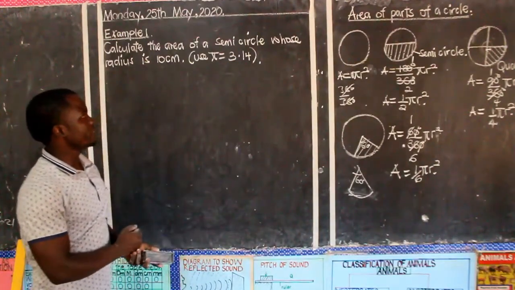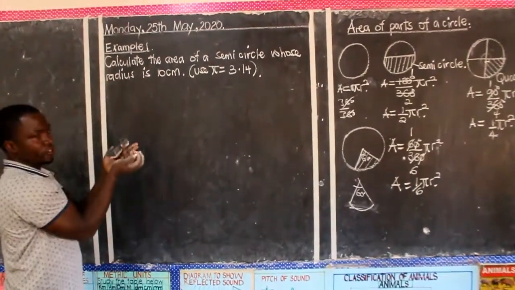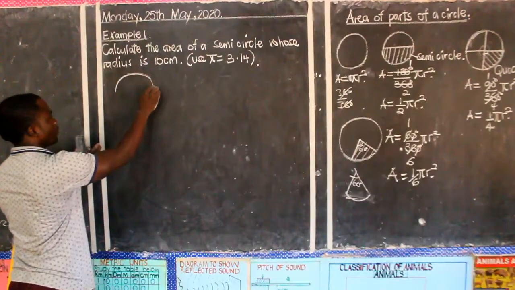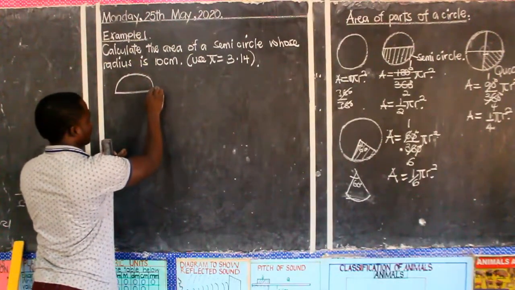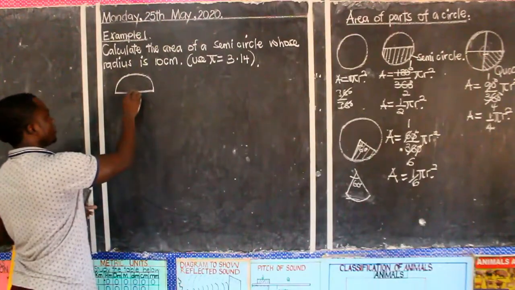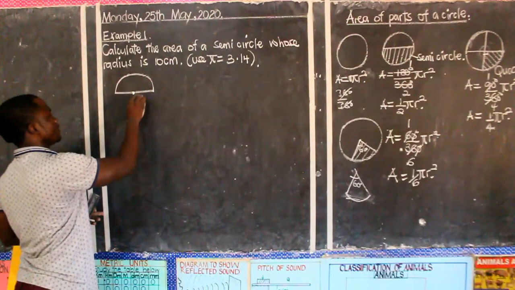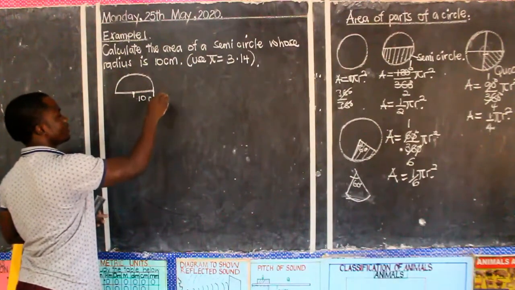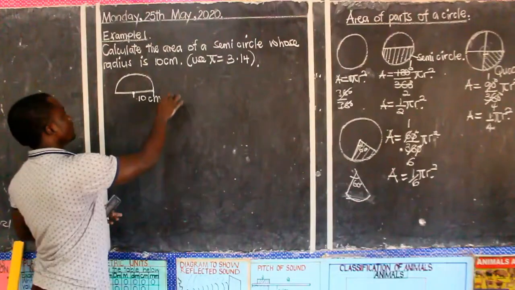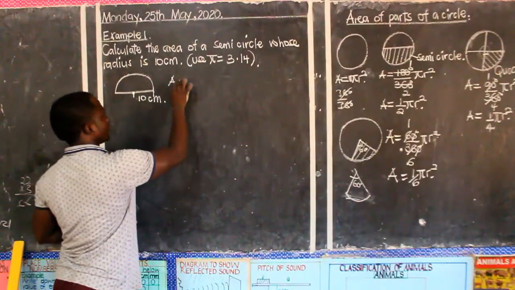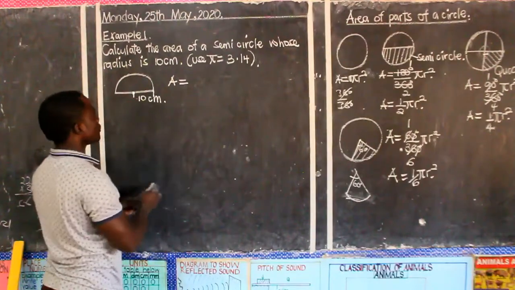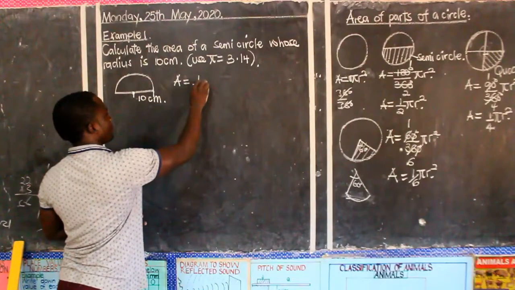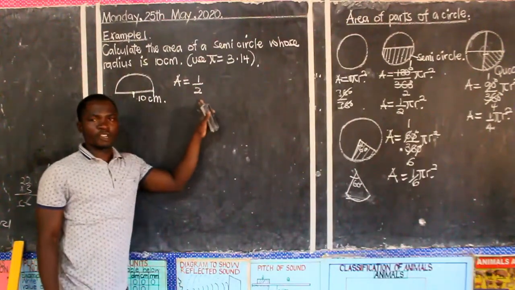Okay? So how do we find the area? If this is the question, let me make the illustration here. This is what we call the semicircle. And on this semicircle, they have given us that from here up to here, we have 10 centimeters. And they are asking for the area. So the area of the semicircle is equal to a half. I hope you know where a half is coming from.